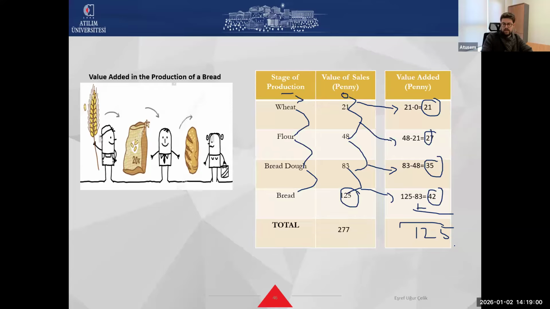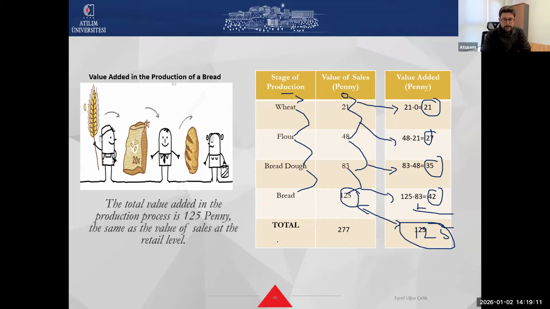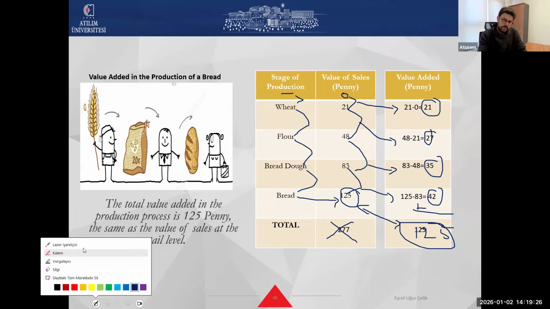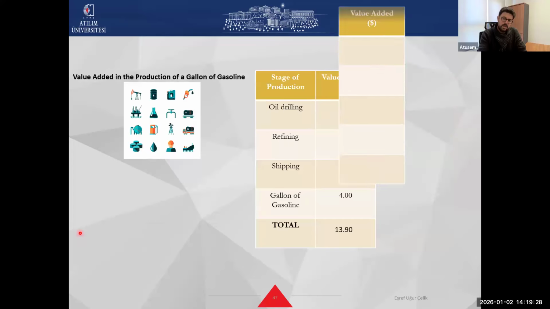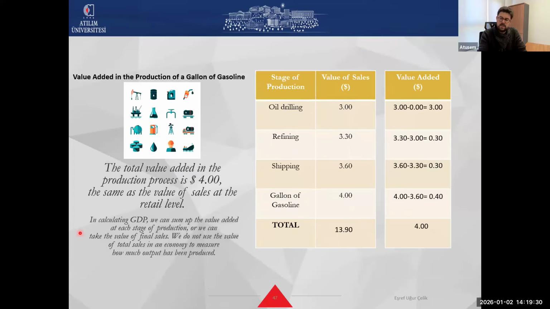And these are equal. How much value can be included in GDP? 125. So we get the final goods sales price, or get the value added. Okay. The other is not the answer. That is the double counting error. It's like the same example, so I can skip that part.